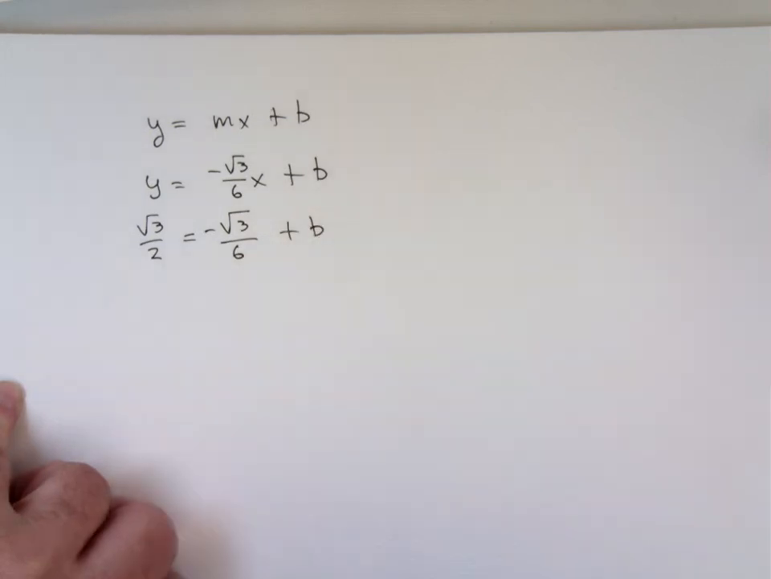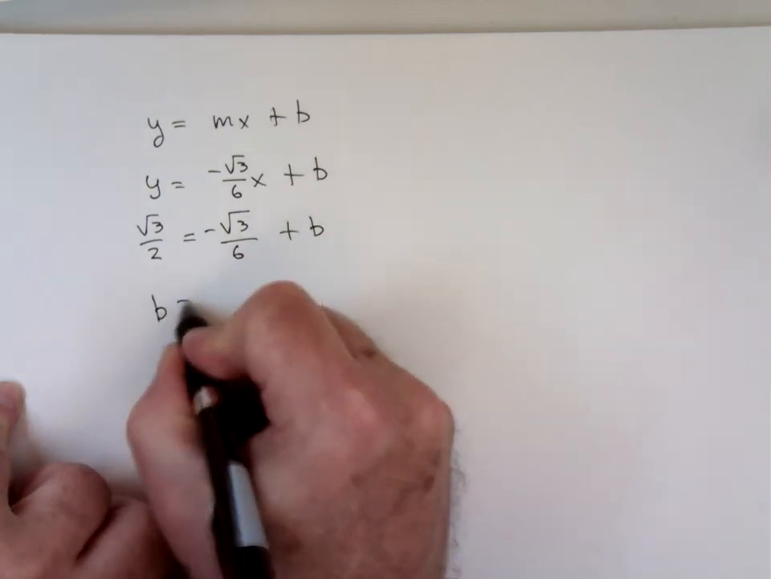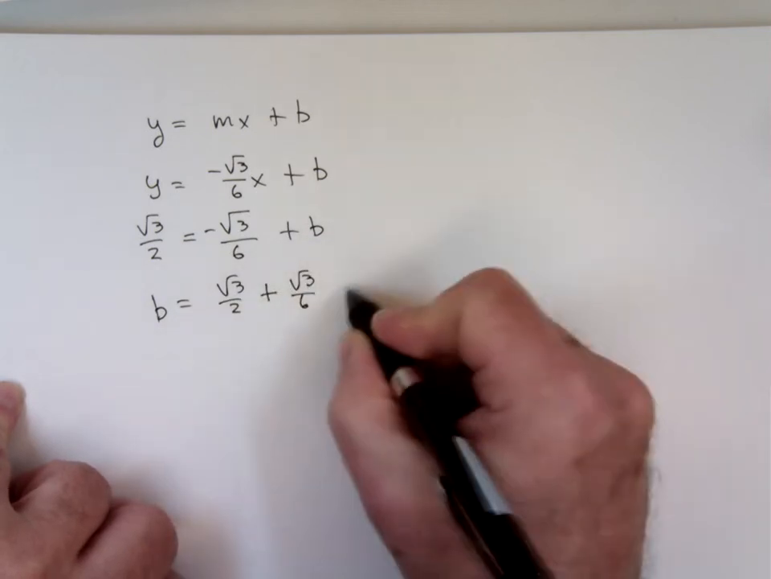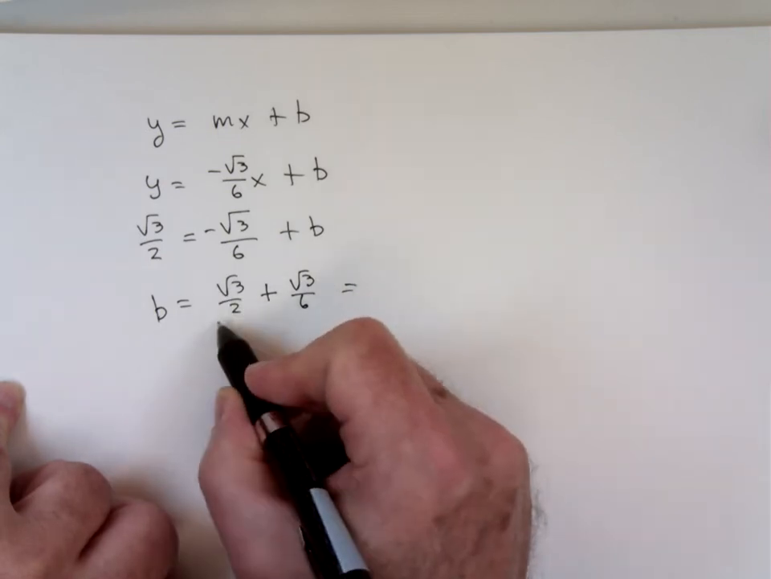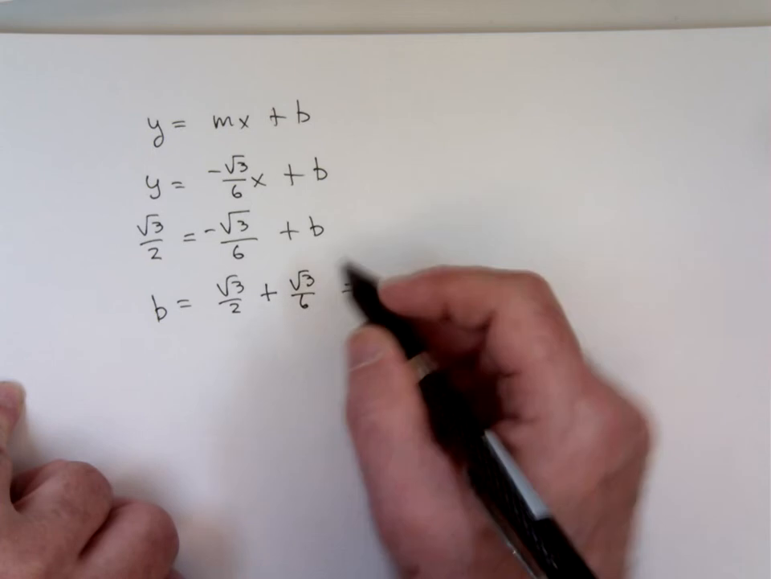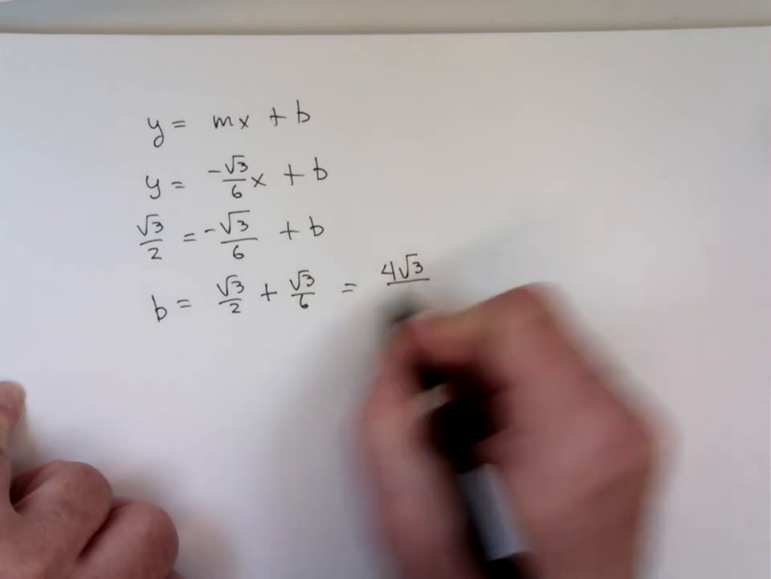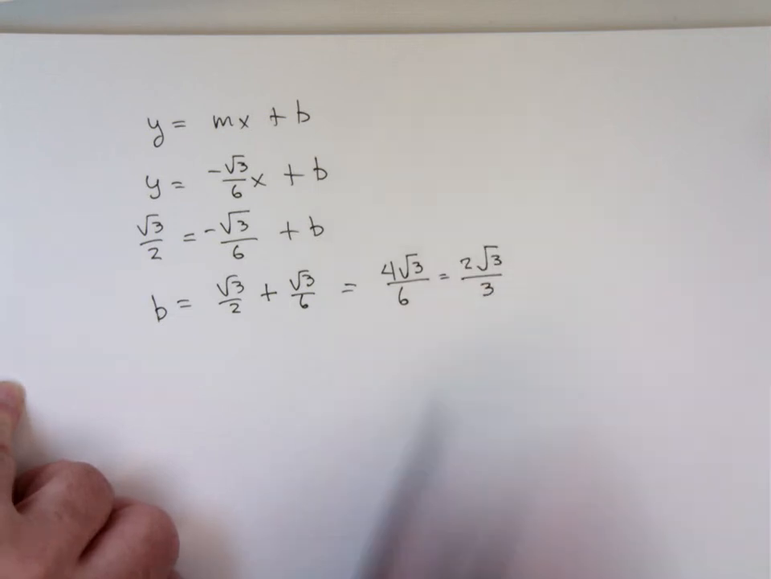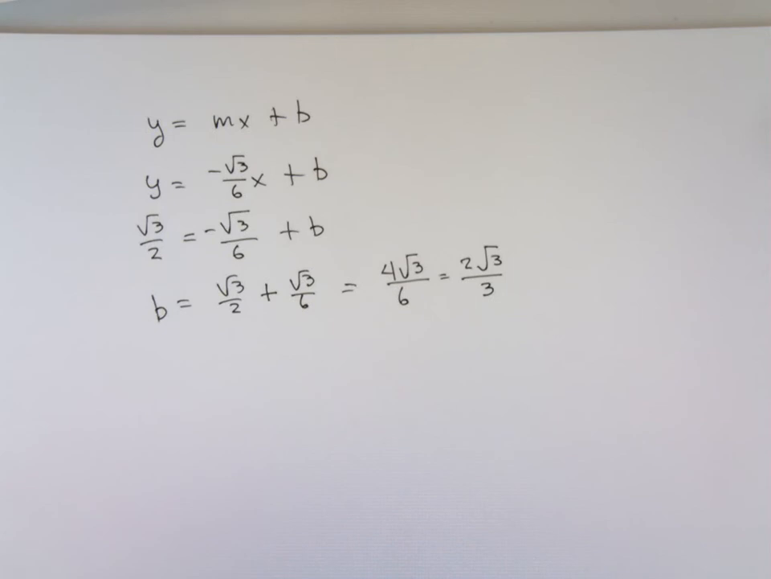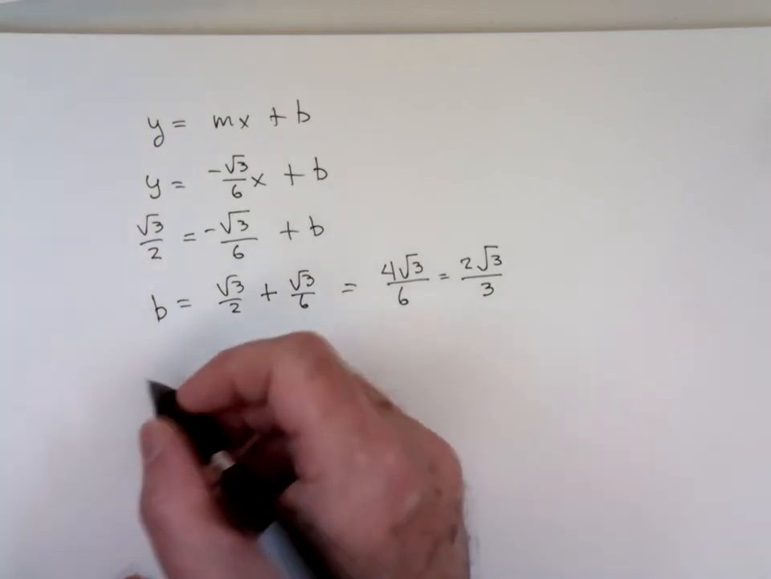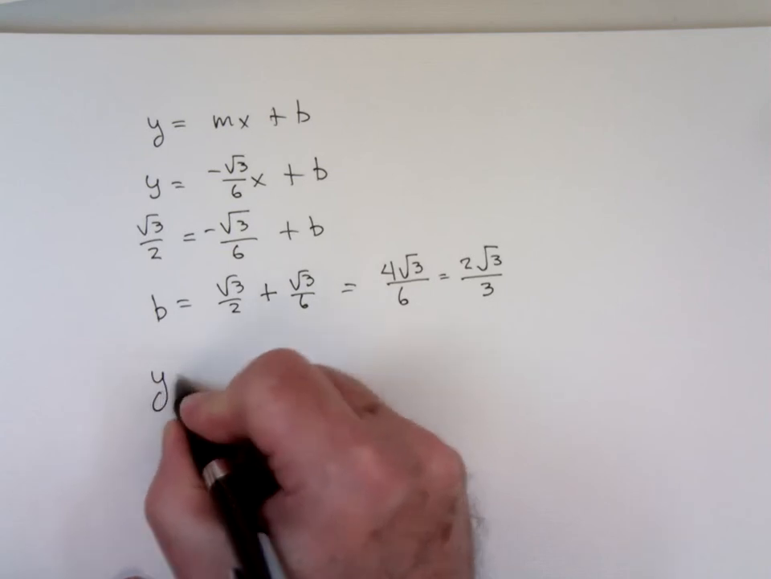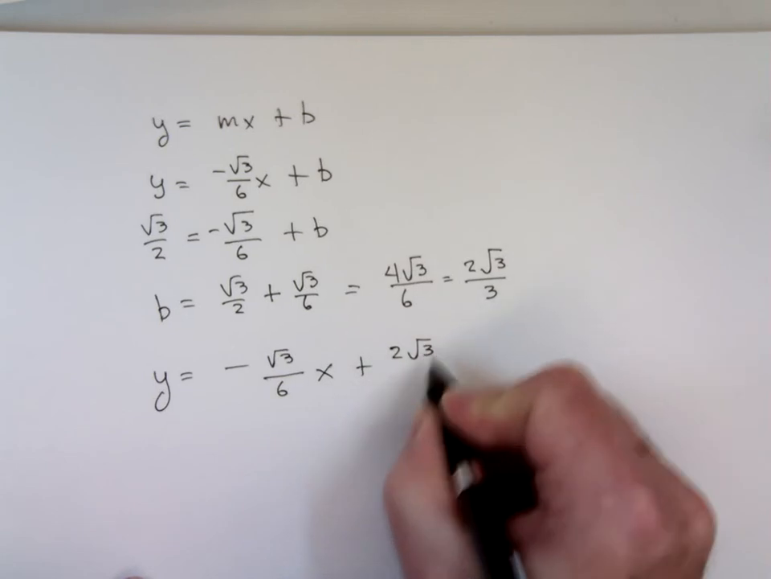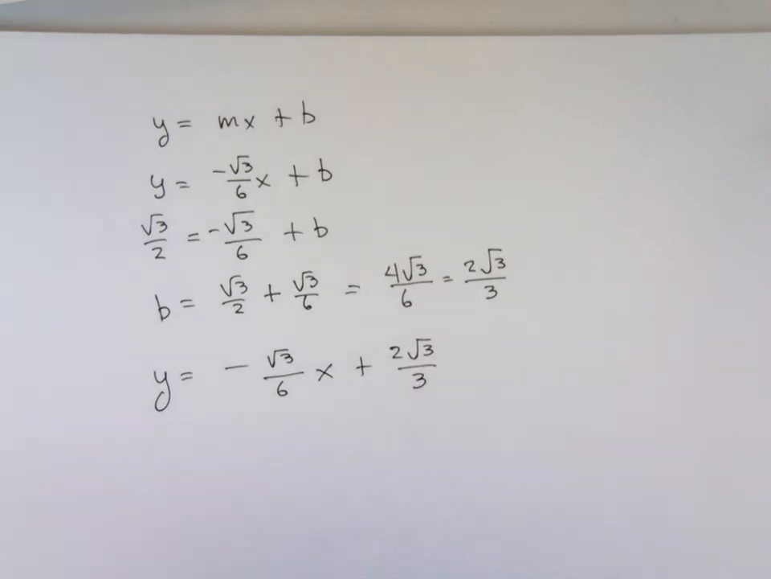So b is equal to square root of 3 over 2 plus square root of 3 over 6, which is equal to, we'll multiply by 3 and 3 here, we get 3 square roots of 3, another square root of 3. We'll get 4 square roots of 3 all over 6, which is 2 square roots of 3 over 3. That's the b. Okay, it looks about right. So the equation of the tangent line is y equals negative square root of 3 over 6 x plus 2 square roots of 3 over 3. And that's what they want for the equation of that tangent line.